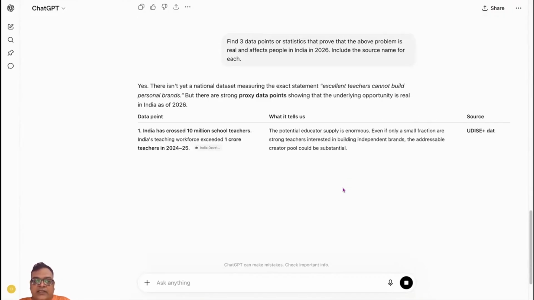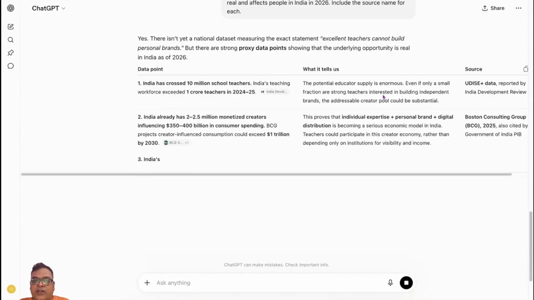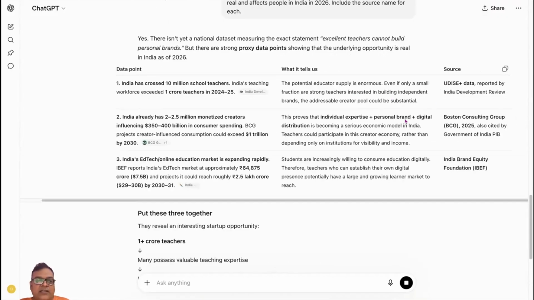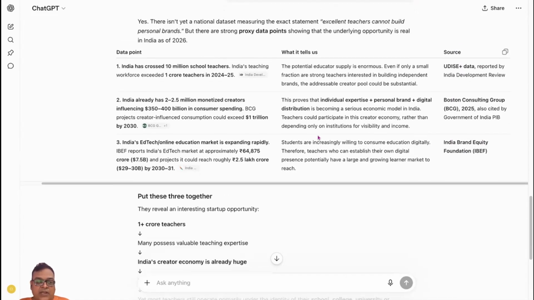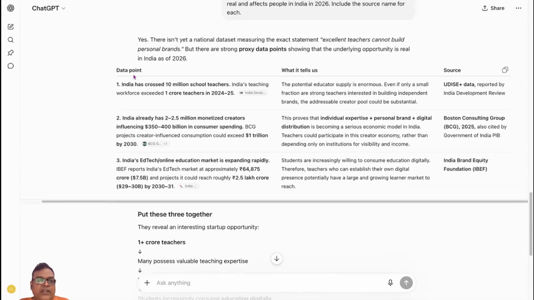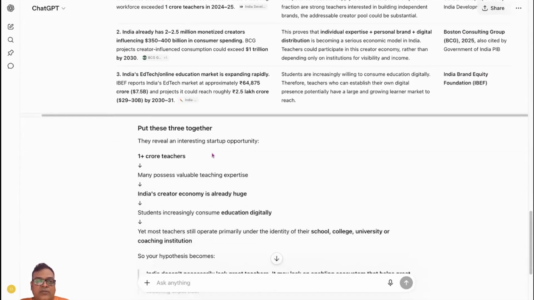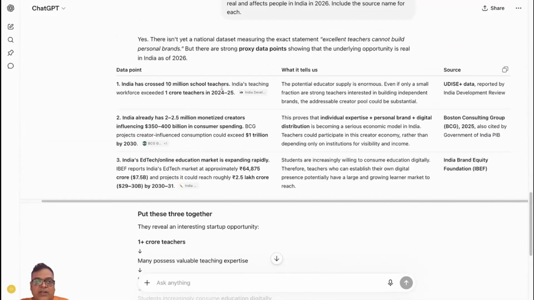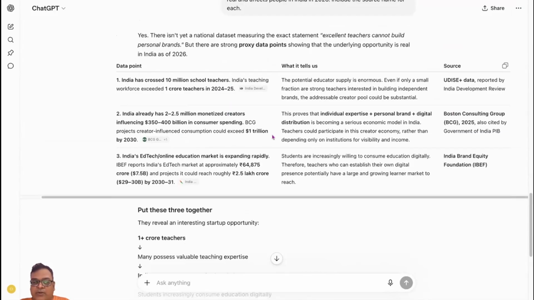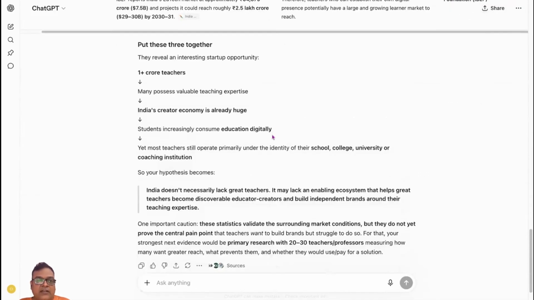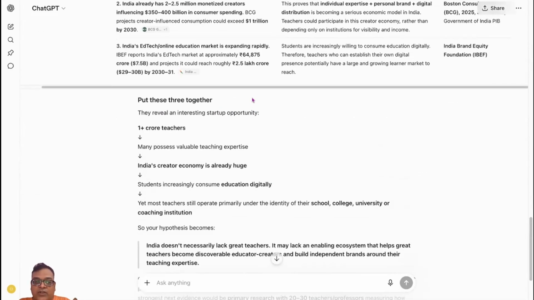Yes, and it says there isn't any, and there's a data point, what it tells us, and then there's a source. So UDISE plus data, then Boston Consulting, India Brand Equity Foundation, IBEF. Yeah, so good. So if you look at the first data point, India has crossed 10 million school teachers. Wonderful. So looks like it has got some cutoff, like 2024. It's not able to exactly give 2026 data. Put these together, they reveal an interesting opportunity. It's doing its own analysis.